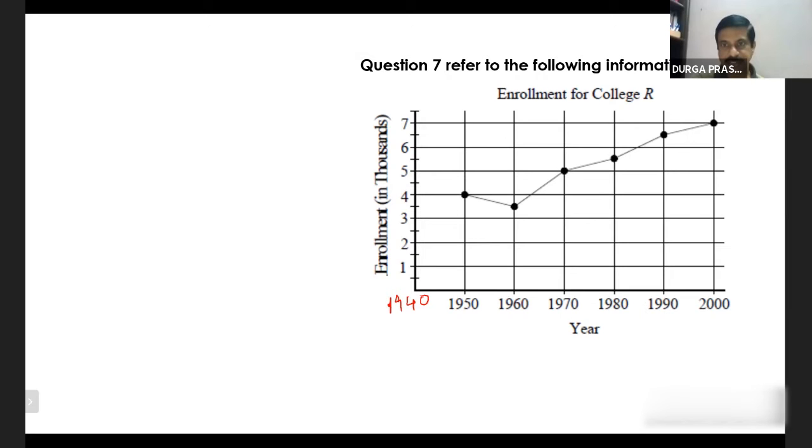Again, the increase from 1980 to 1990 is also increasing, but not as much as 1960 to 1970, but more than 1970 to 1980. Then from 1990 to 2000 it is also increasing, but less than between 1980 to 1990 or 1960 to 1970, and almost equal to that of 1970 to 1980. You see, this is the midpoint. This is also the midpoint.